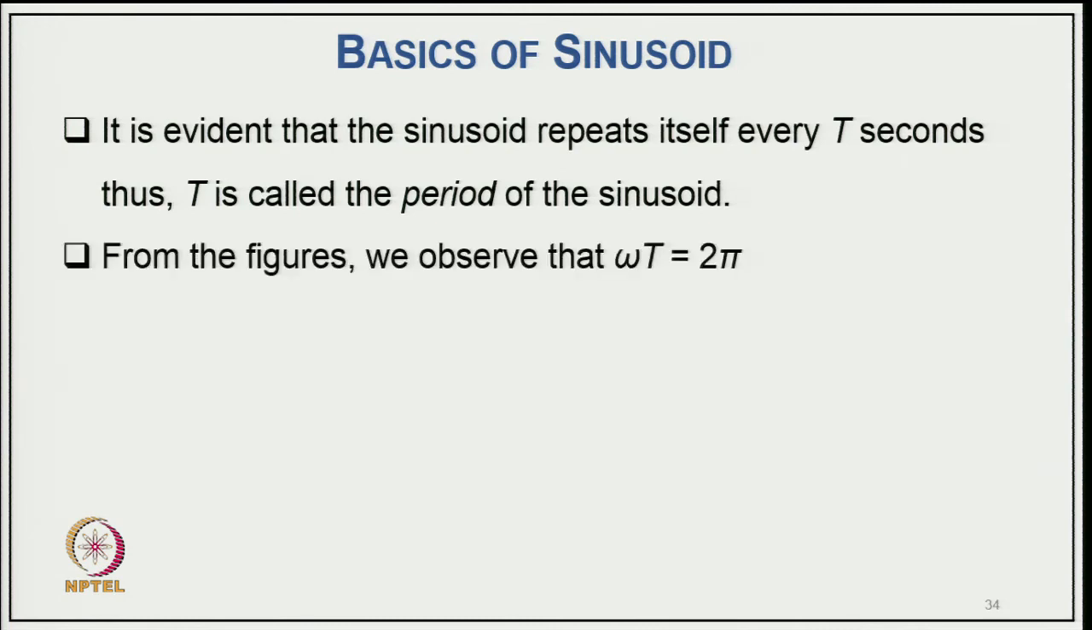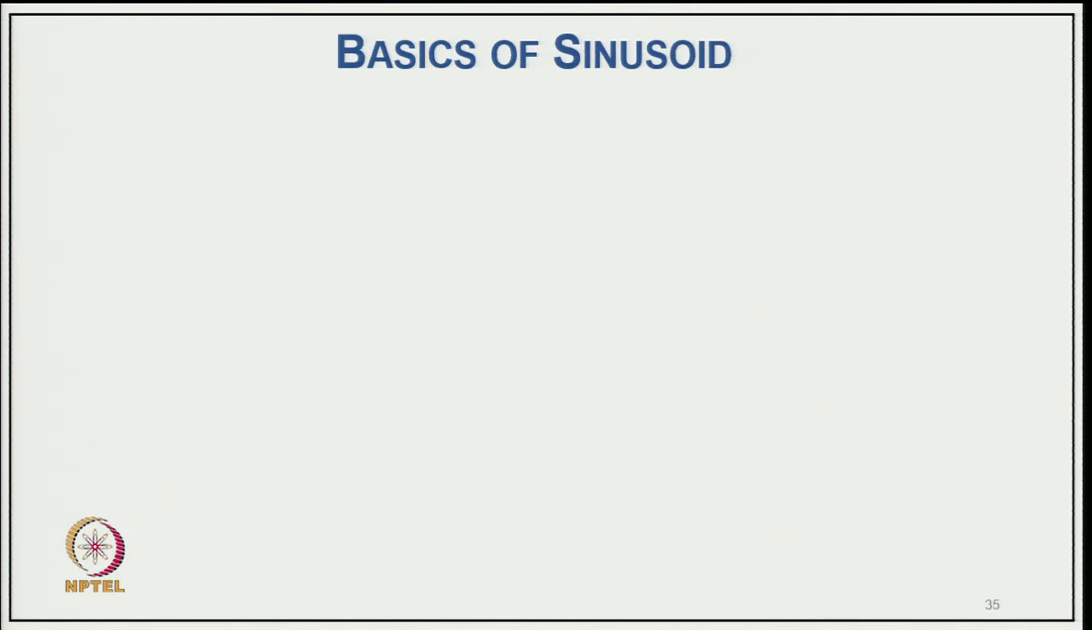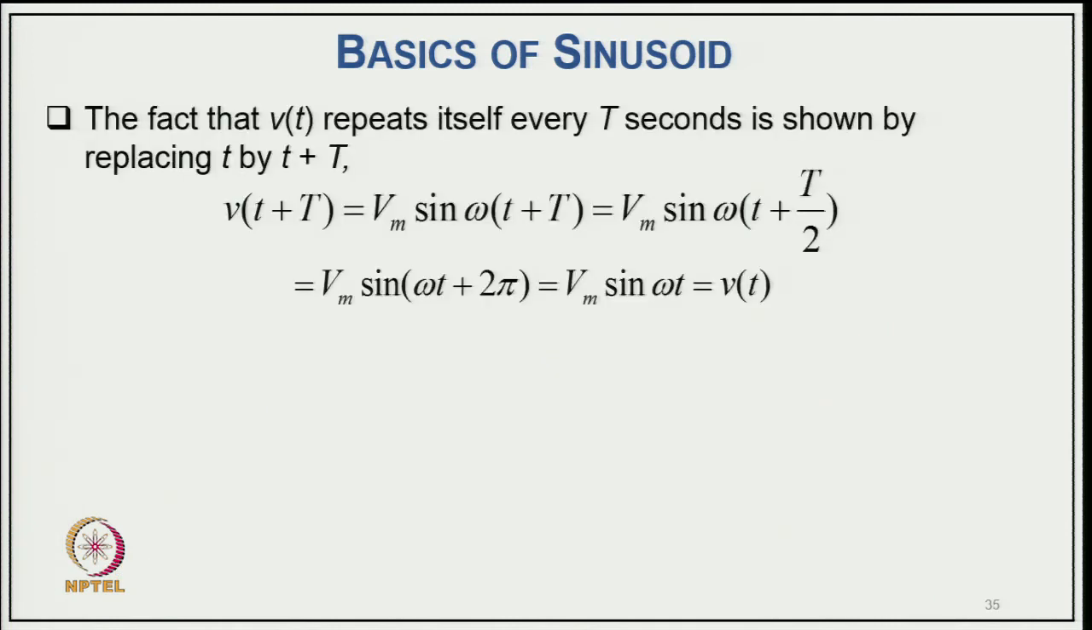From the figures we observe that ωT equal to 2π, where T equal to 2π upon ω. You can see typically in the figure Vm sin ωt as a function of ωt, and v(t) as a function of time. So you can have it as a function of time or as a function of your angle θ in radians. The fact that v(t) repeats every T seconds is shown by replacing t by t plus T.